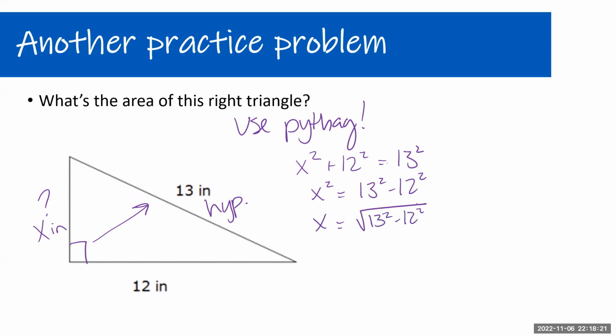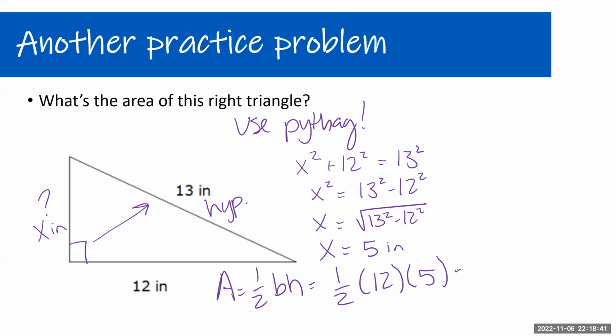Okay, looking back at the triangle section. If we plug this into our calculator and solve, we're going to see that this has to be 5 inches. Okay, so x is going to be 5. So now our area is just 1/2 base times height. So we're going to get 1/2 times 12 times 5, which is going to give us 30 inches squared. Okay. Make sure that you can solve this one. I also like to include these on a test.